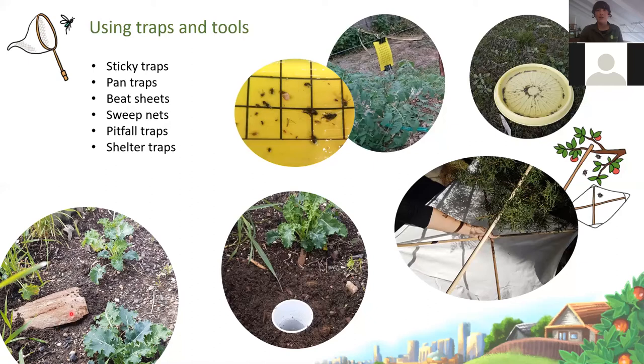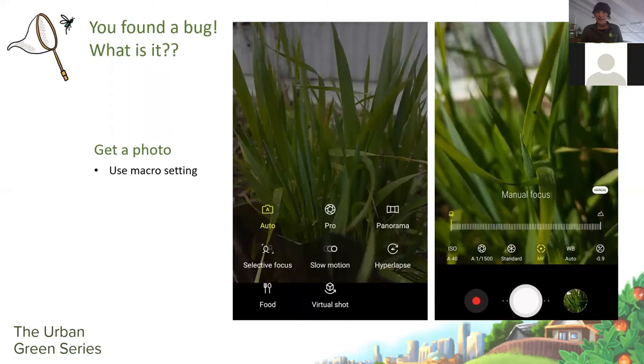So let's say, either just by visually surveying or actually using some of those traps, you have found an insect or an invertebrate. What is it? You want to identify it. Well, the first step is always to get as good of a photo as you possibly can. And really, we don't have to look further than just using our phones. You don't need a fancy camera to do this.